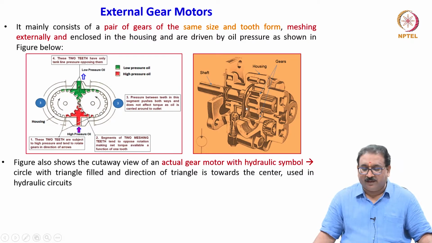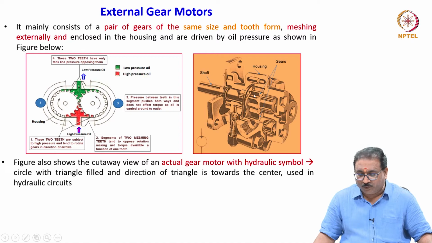Here you'll see, friends, a cutaway view of the actual gear motor with a hydraulic symbol. This hydraulic symbol is used in the design of circuits. Please see here the triangle is filled and the direction is towards the center. Here this is an inlet, this is an outlet. Here also we will see in the cutaway view the two gears enclosed in the housing chamber, and this is a shaft which is rotated with the help of the fluid pressure and flow.